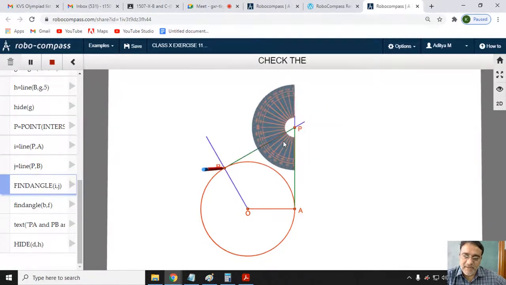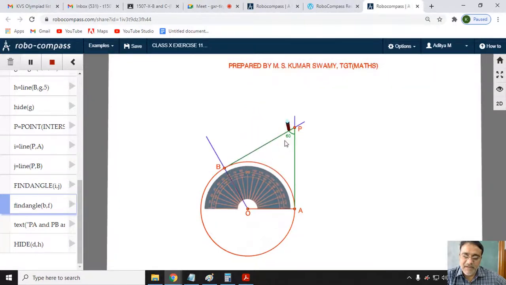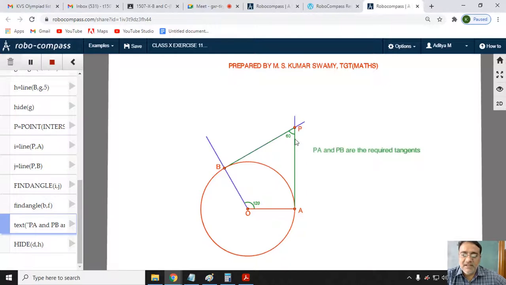Okay, देखो यहाँ पर measure करके देख रहे हैं, 60 degree. Okay, and you can measure this angle also, 120 degree. So 120 and 60 both are supplementary angles. Right? P and Q are the required angles. So whatever the angles we made, this 120 and this 60, that you have to do by compass.